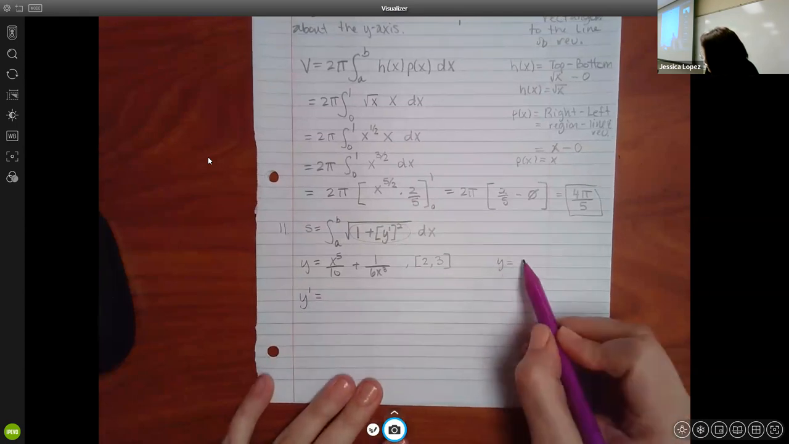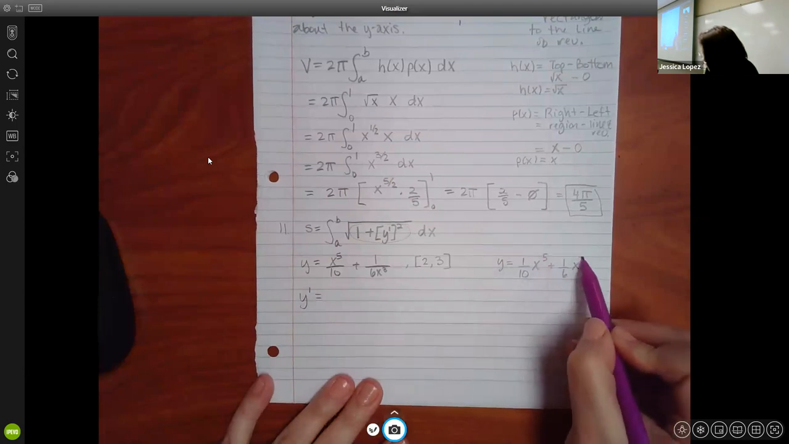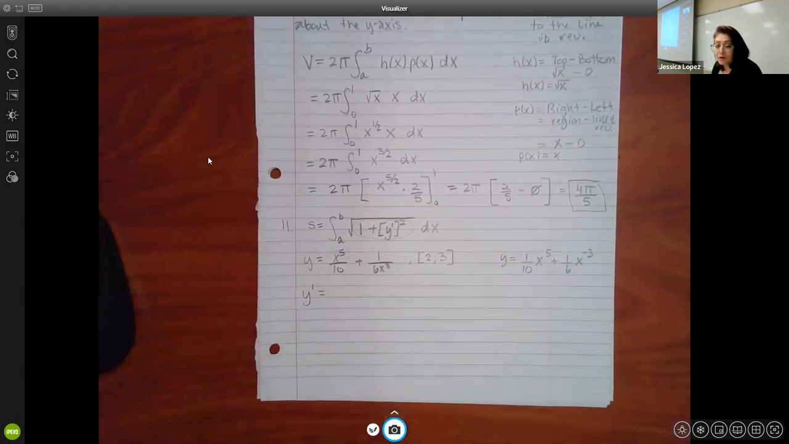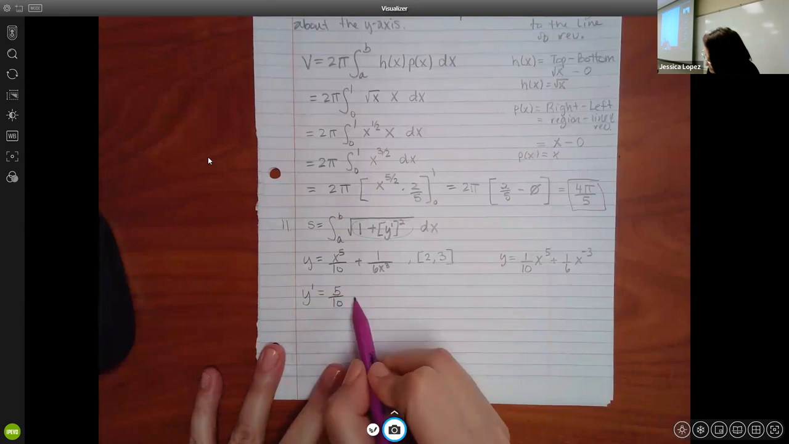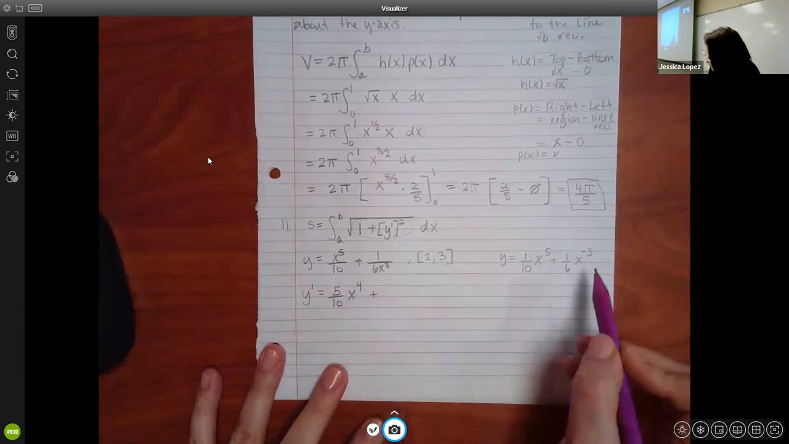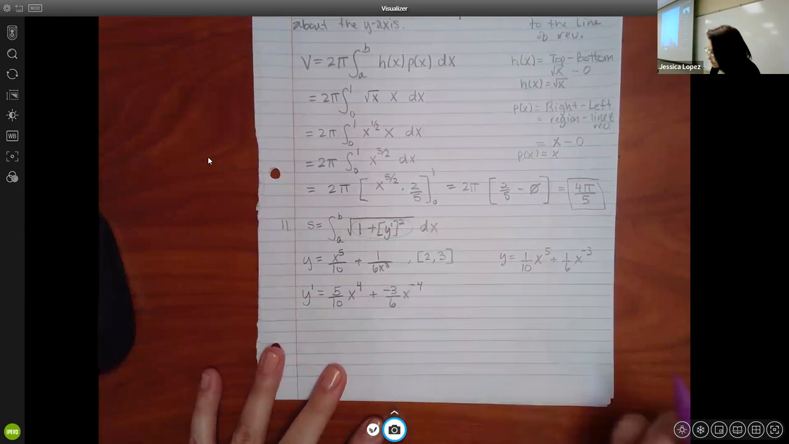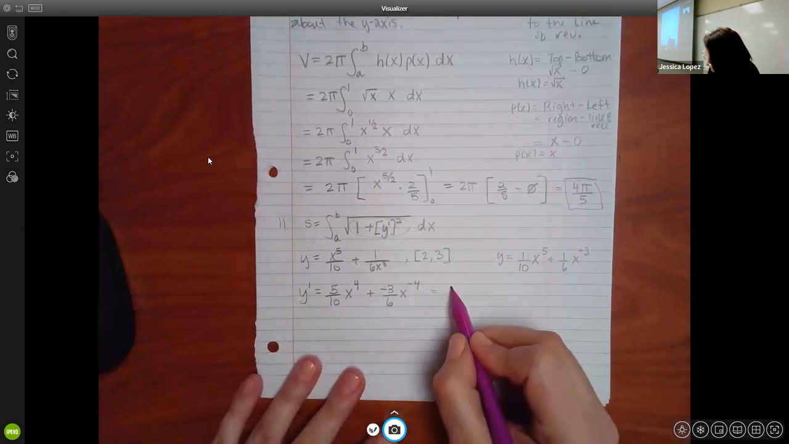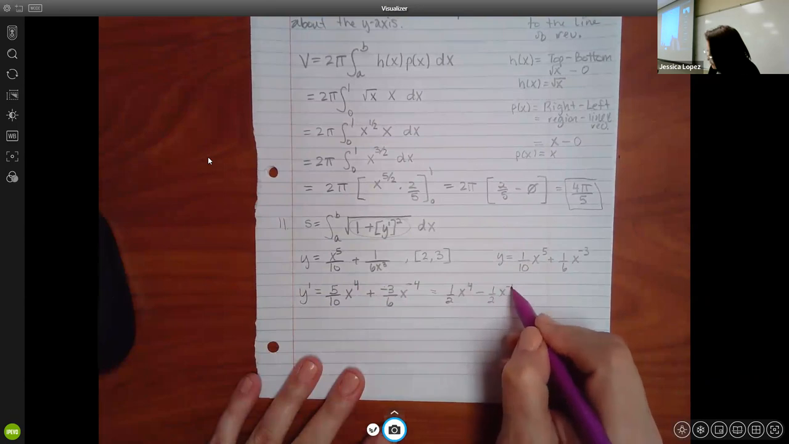Actually, I want to rewrite this a little differently, because it might help me do the derivative better. My coefficient is 1/10, and I have x to the fifth. The coefficient for the second term is 1/6, but because x cubed goes downstairs, it becomes x to the negative 3. Now when I do the derivative, I bring down the 5 and decrease the power by 1. Here I bring down the negative 3 and decrease the power by 1, which makes it negative 4. I can simplify those, and I end up with 1/2 x to the 4 minus 1/2 x to the negative 4.